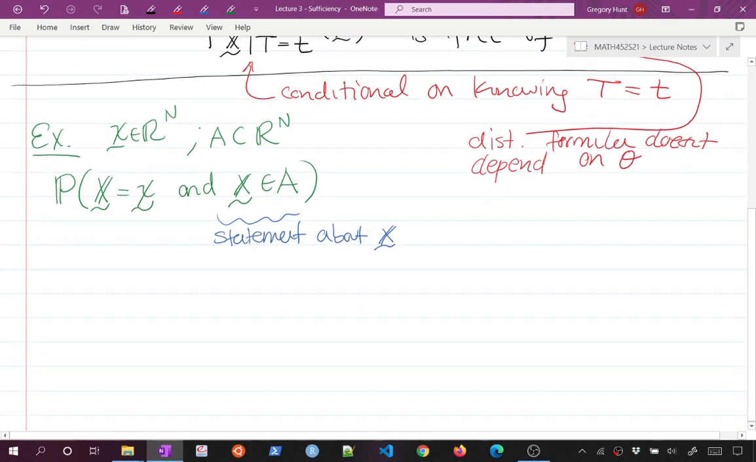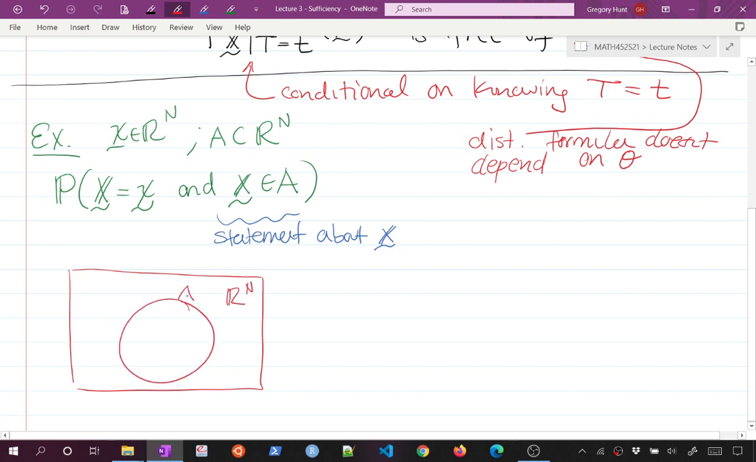So let's draw a little picture here. R^n. And I'm going to draw my set A. There are two options here. Maybe I should draw two Venn diagrams. Two options. Number one. Here's my set A, and here's my little point, little x in A.